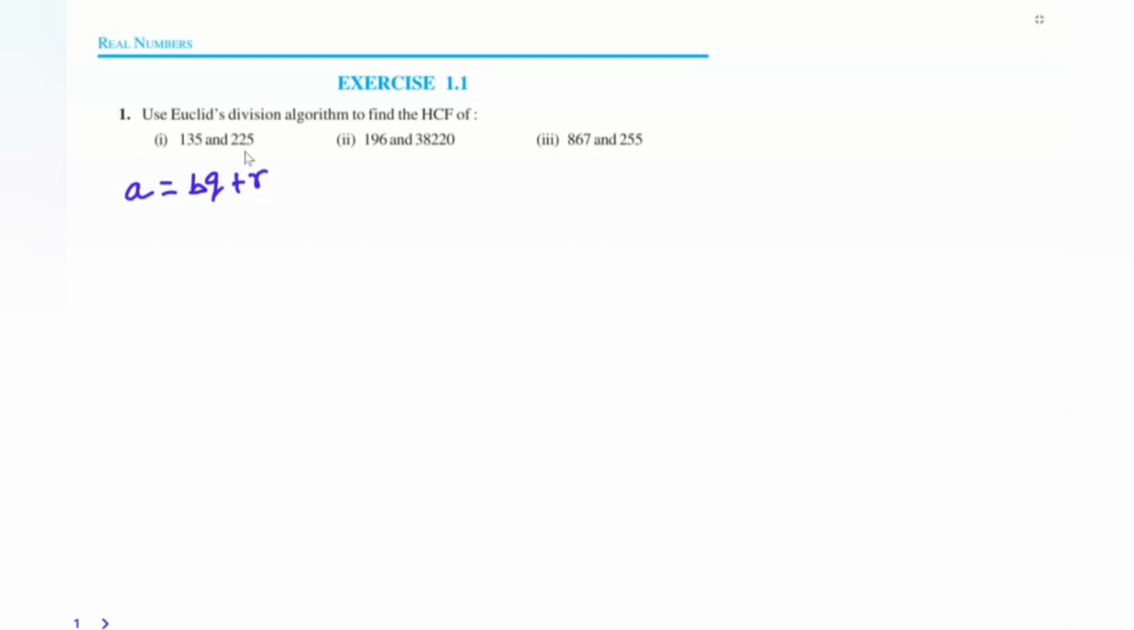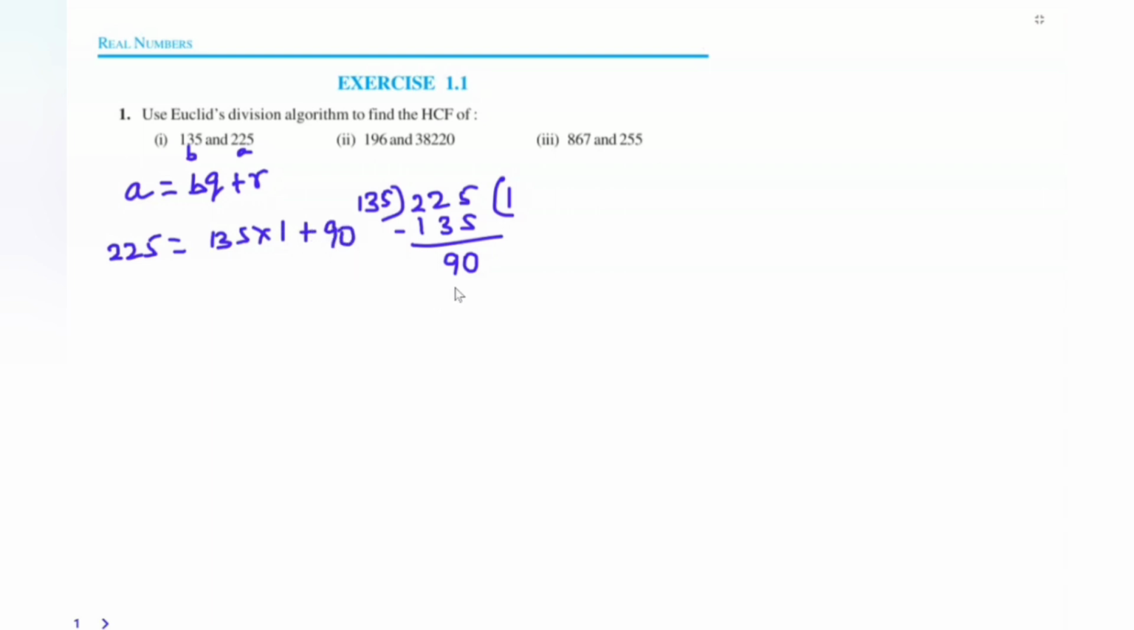Here A is 225 and B is 135. A should be greater than B to divide. So, let us divide 225 with 135. 135 ones are 135, subtract, 90. So 90 is the remainder. 1 is the quotient and 90 is the remainder. So according to Euclid's division algorithm, we can write the first step as 225 is equal to 135 times 1 plus remainder 90. As the remainder is not 0, we have to continue the division process the same.